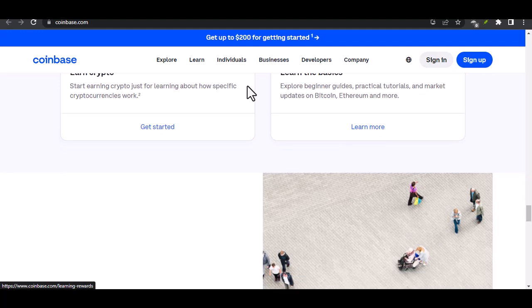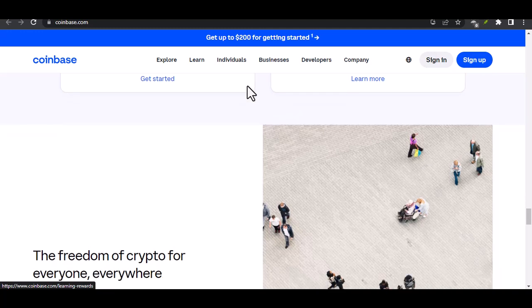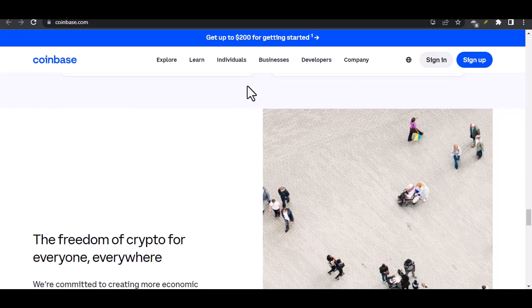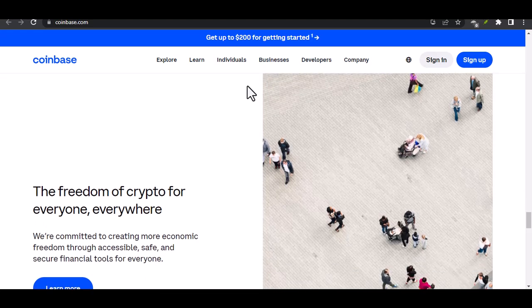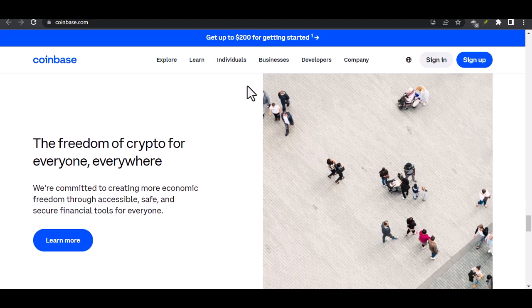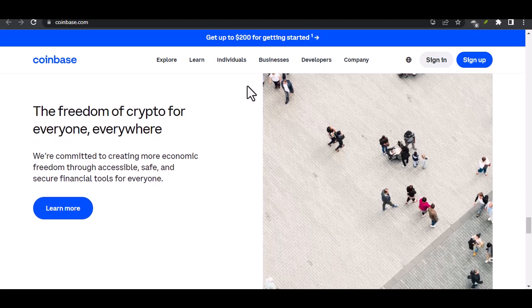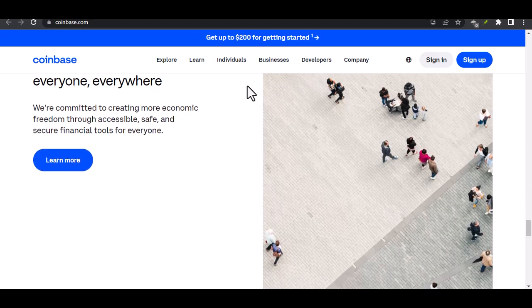Secure your recovery phrase. This 12-word phrase is your master key to your wallet. Write it down on a piece of paper and store it securely offline. Never share this phrase with anyone. Enable two-factor authentication. 2FA adds an extra layer of security, requiring a code from your phone in addition to your password to access your wallet.